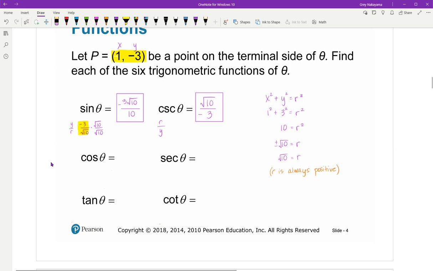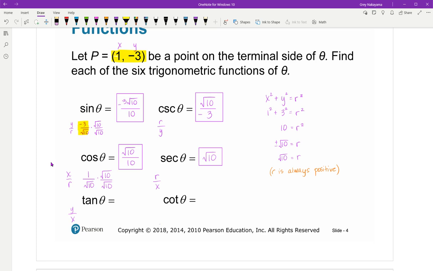Cosine is x over r. x is 1 over the square root of 10. When I rationalize it, it becomes the square root of 10 over 10. And then the secant is r over x, so I'm going to flip that, and it becomes the square root of 10. Tangent is y over x.